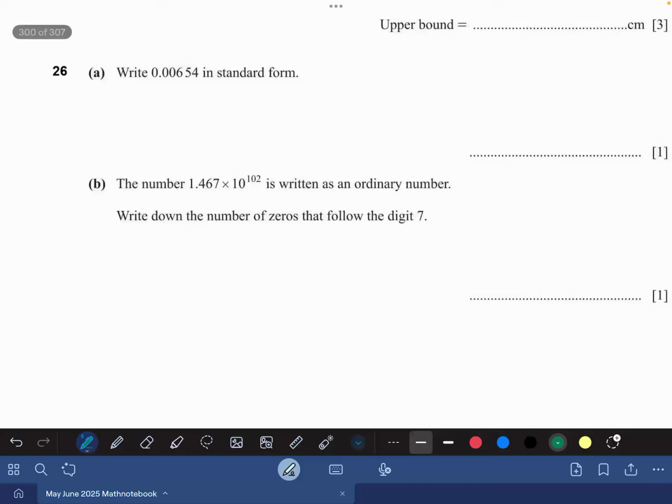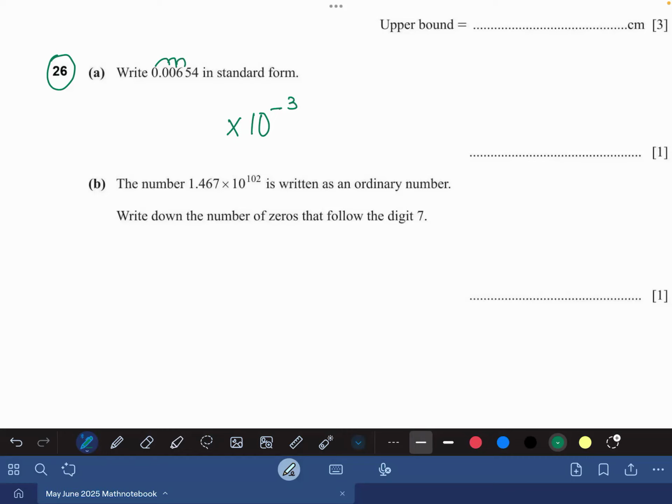Question number 26, sir. It is standard form. So 0.006000654 in standard form. Arsalan, this number is less than 1, so the power of 10 would be minus. So 1, 2, 3 jumps.